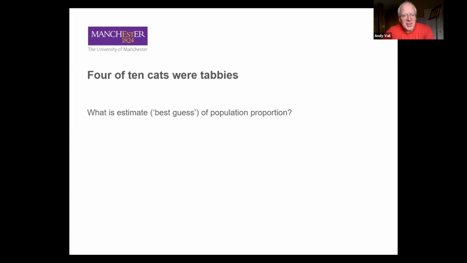The researcher is interested in knowing what proportion of cats are tabbies. So this is as simple as an experiment can be, and it sends me, the research assistant, out on an evening, and I come back and say, well, I saw 4 of the 10 cats I saw were tabbies. So what is the best guess as to the proportion of cats that will be tabbies in the population of cats?